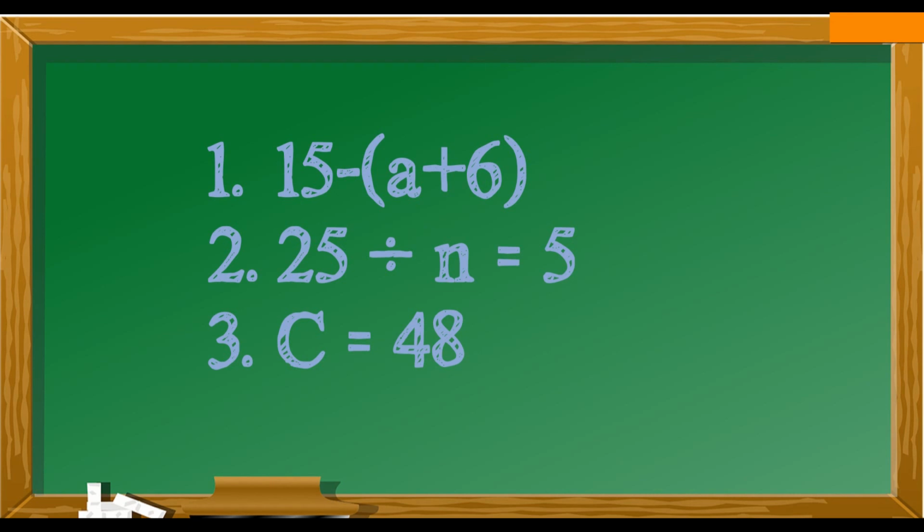In number 1, we use the variable a. In number 2, we use the variable n. And in number 3, we use the variable c. Again, variables are just any letter or symbol used to represent an unknown number.